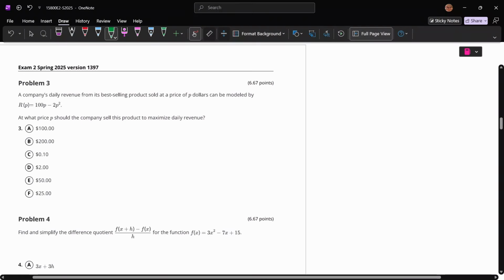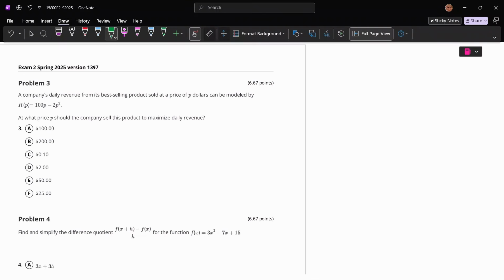Okay. All right. So a company's daily revenue from its best-selling product sold at a price of P dollars can be modeled by R of P is equal to 100P minus 2P squared. So at what price P should the company sell this product to maximize daily revenue?